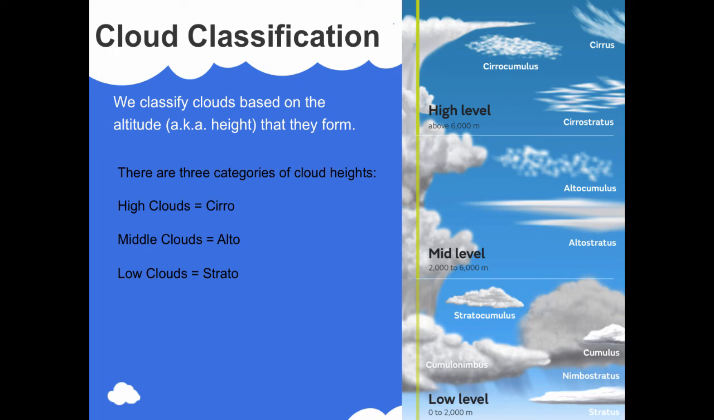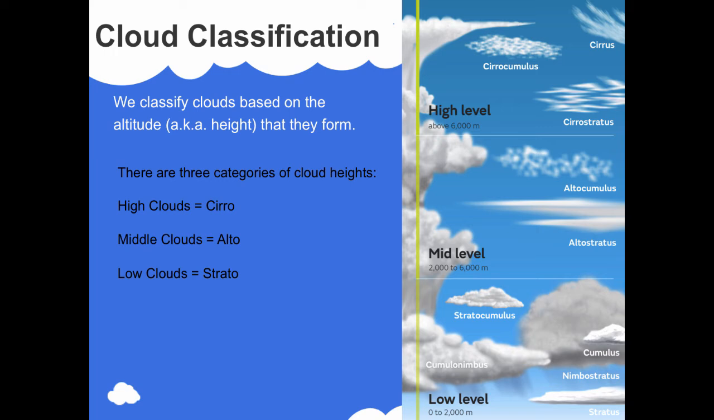We also classify them based on the height that clouds form. So the three categories of cloud heights are: high clouds are called cirro, so you're going to put cirro in front. Middle clouds are called alto clouds, so you're going to put alto in front of the shape name. And low clouds are called strato clouds, and you're going to put strato in front of the shape name.